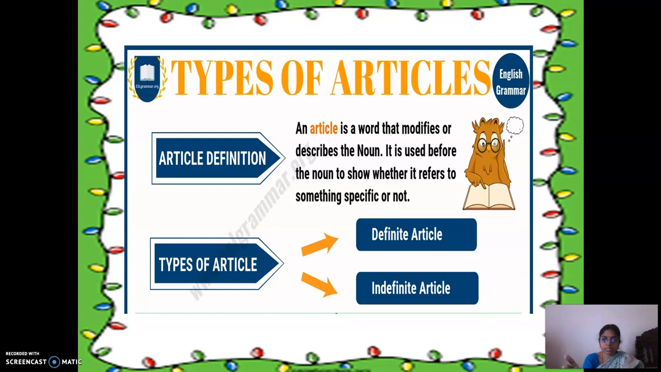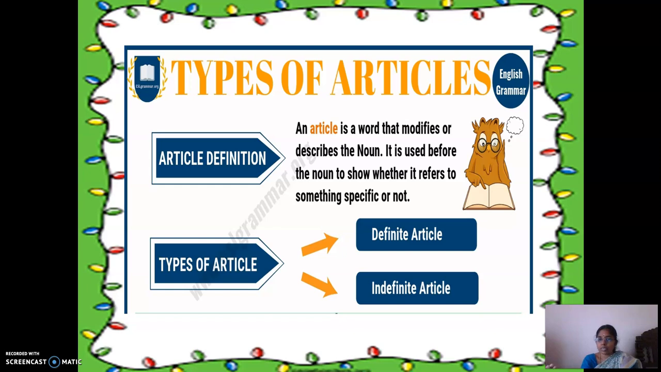Articles are 2 types. One is definite article and another one is indefinite article. So children, now can you recollect the definition of an article? Can you please say that? What is the definition of an article, baby? I am waiting. Yes, an article is a word that modifies or describes a noun. It is used before a noun to show whether it refers to something specific or not. You can say it is used before a noun to show whether it refers to something specific or not.